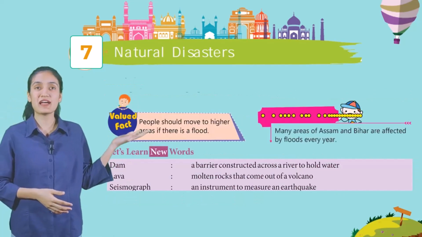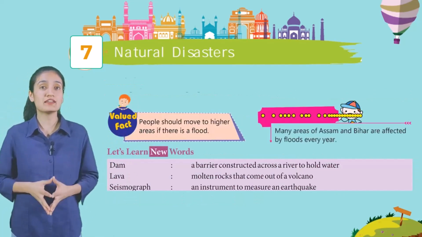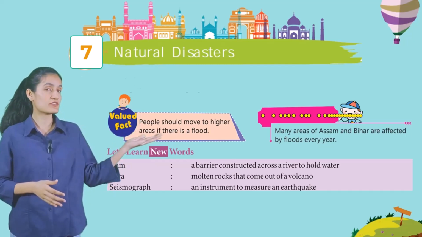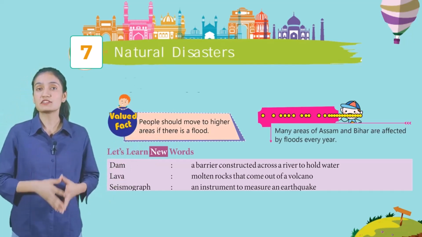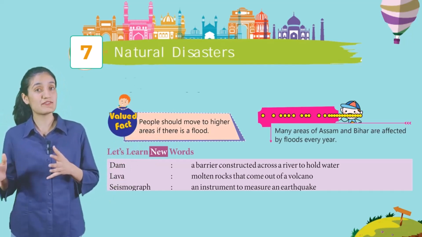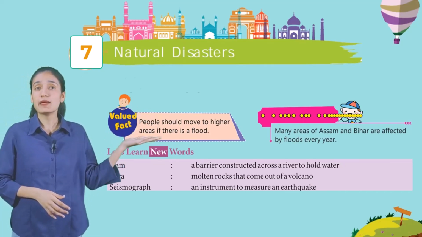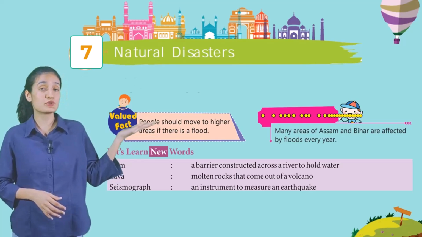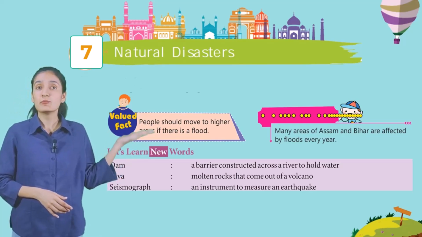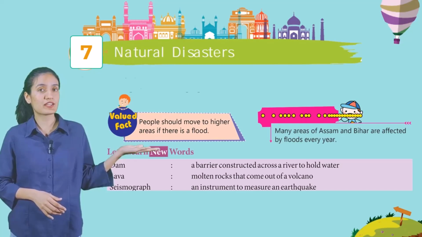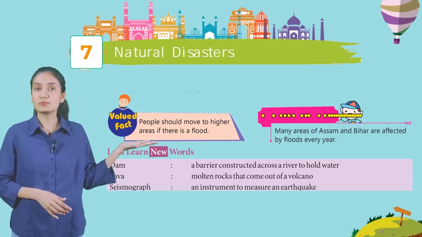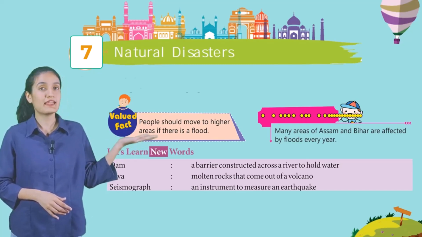Now let's see the valued fact. People should move to higher areas if there is a flood. Awesome fact. Many areas of Assam and Bihar are affected by floods every year. Now students, let's learn new words. Dam, a barrier constructed across a river to hold water. Lava, molten rocks that come out of the volcano. Seismograph, an instrument to measure an earthquake.